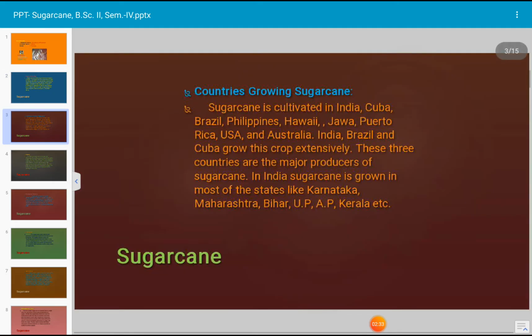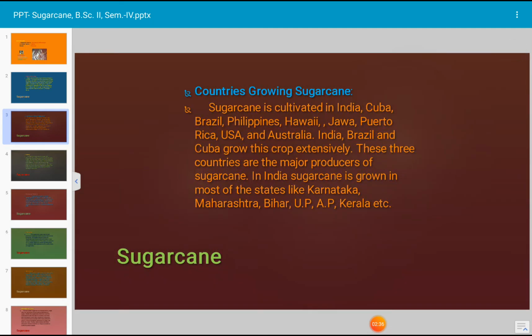Next slide. Countries growing sugarcane. Sugarcane is cultivated in India, Cuba, Brazil, Philippines, Hawaii, Java, USA and Australia. This crop is grown extensively, and the three countries India, Brazil and Cuba are the major producers of the sugarcane.